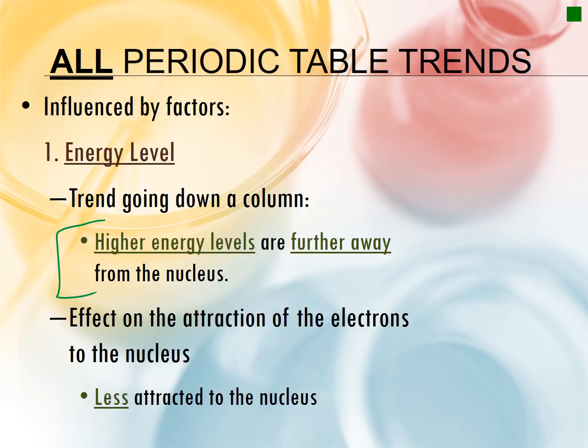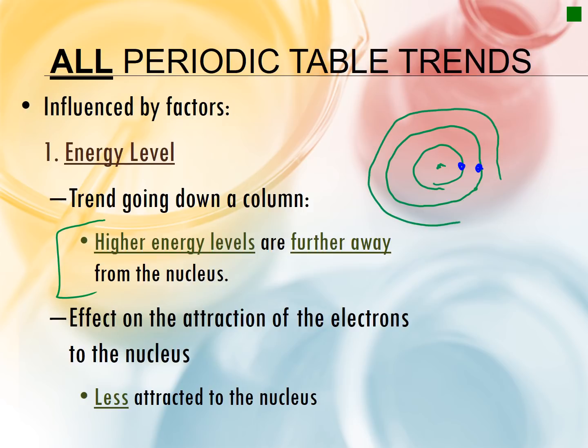If you're talking about these trends, first off, what you have to know is it's always about the attraction that the valence electron has towards the nucleus. So what's happening as you go down a column that will affect the attraction between the valence electron and the nucleus? Well, if I look at the first energy level, the valence electron is located there. If I go down to a new row, you are now on the second energy level, which means that your valence electron is located here. If you go down another one to the third period, your valence electron will be located here.